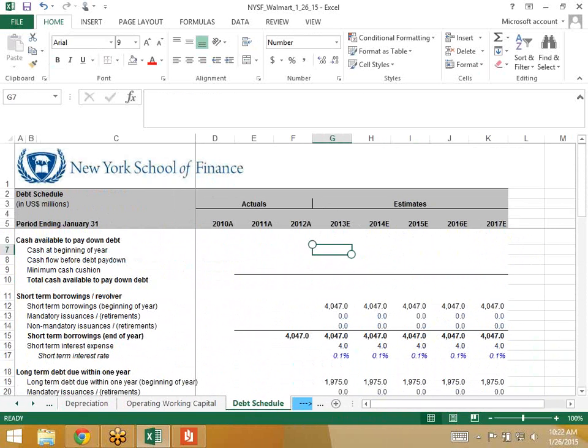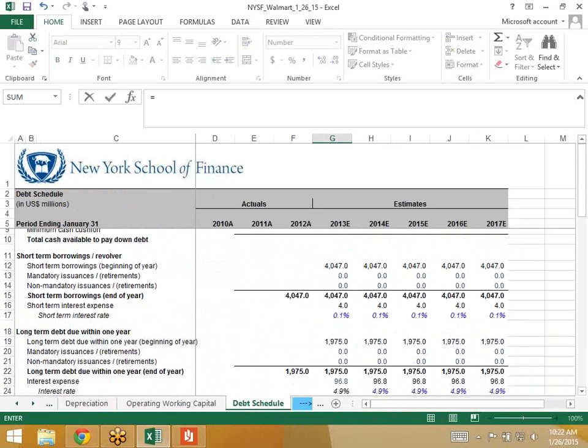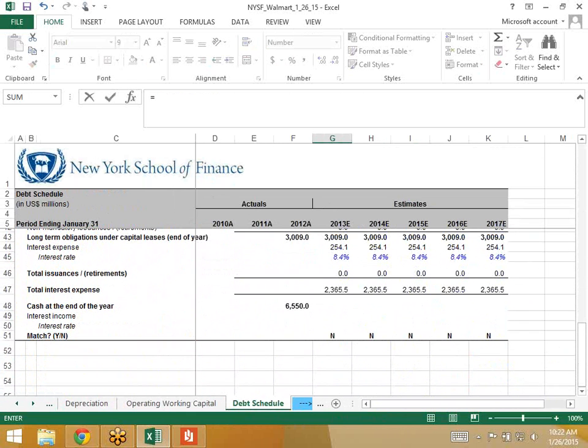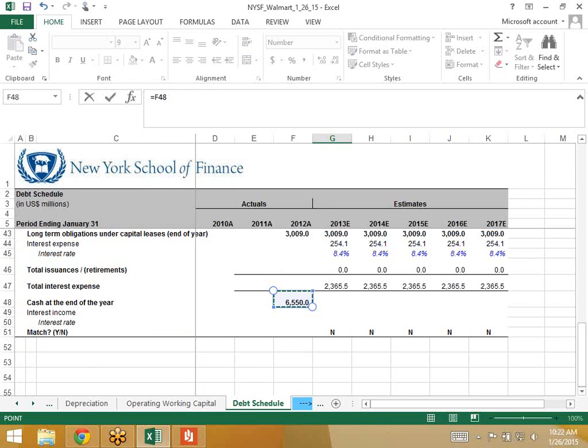So that begins with cash at the beginning of the year. Cash at the beginning of the year, just like the debt, is going to be equal to cash at the end of the year from the year before, which is one of the first links that we put in. So G7 is going to be equal to from the year before F48. Ongoing balance of cash.